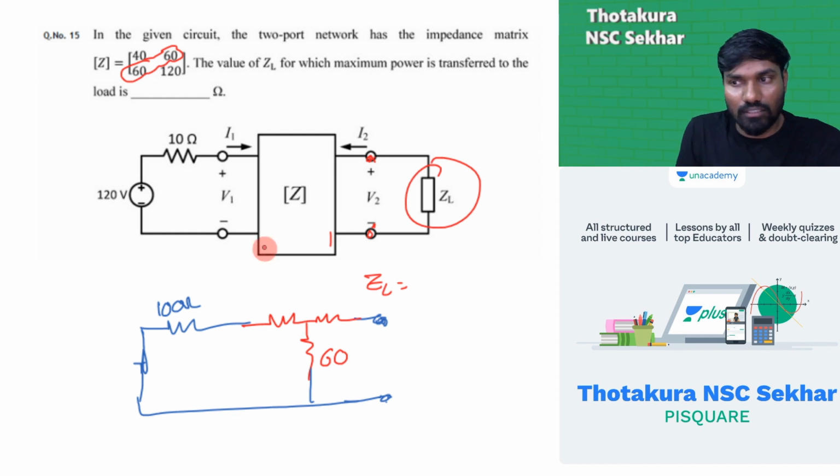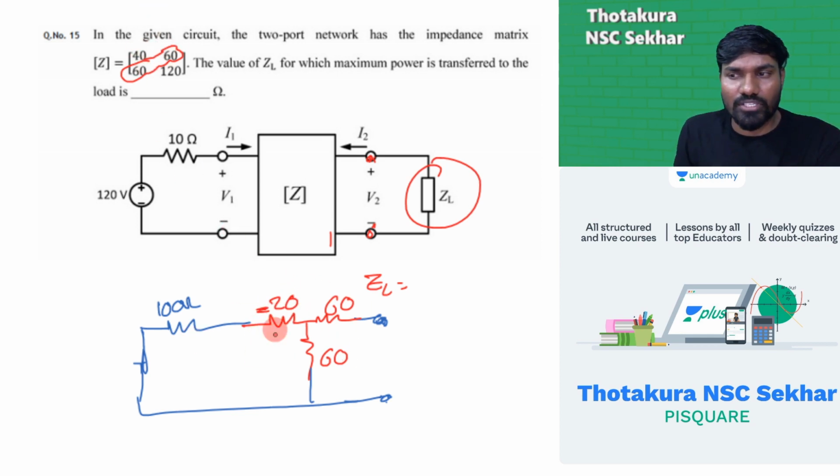Now in this T network, this value is 60, and this value is Z22 minus Z12, these two. You should be careful with that T equivalent circuit, it makes things a lot easier. 120 minus 60 is 60. Here, careful, 40 minus 60 is minus 20. Minus 20, don't get confused.